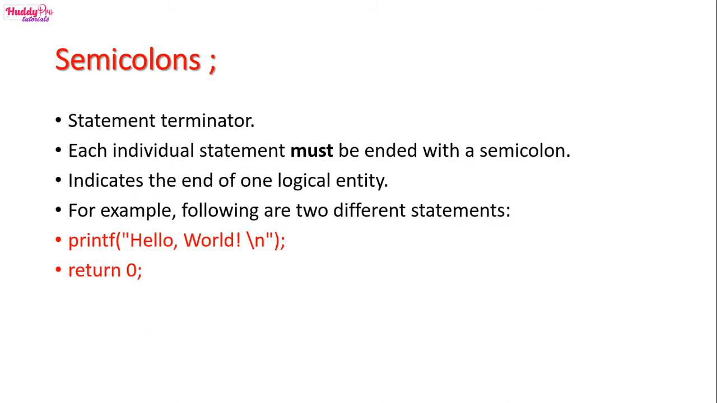We have semicolons. In a C program, the semicolon is a statement terminator. That is, each individual statement must be ended with a semicolon. So the semicolon will indicate the end of one logical entity. For example, we have these two statements here, and this semicolon separates them. So when you see a semicolon here, it shows that this statement ends here, then you have another statement, and we terminate or end it from there. So we have these two statements.